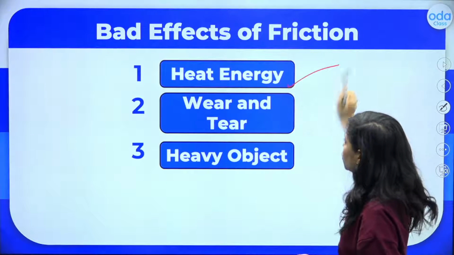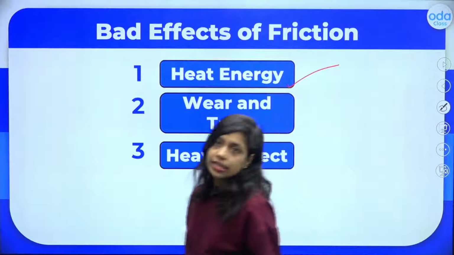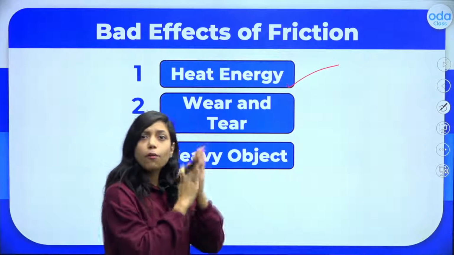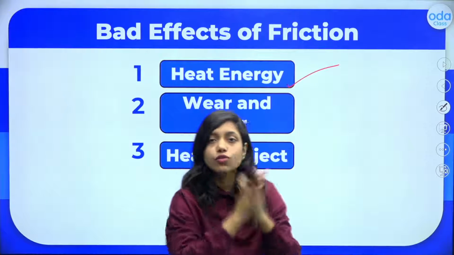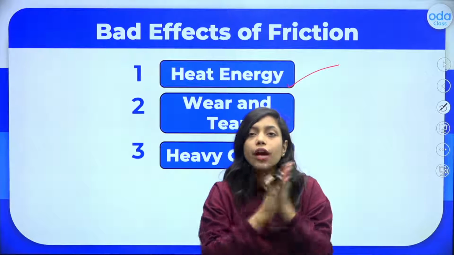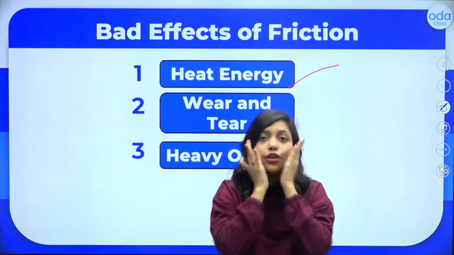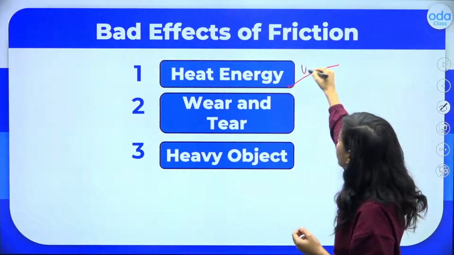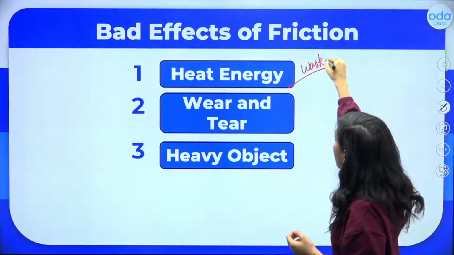It actually produces heat energy which is wasted. So when you rub your hands together, this is also a form of friction because there is a contact force, right? If you rub and touch it, you feel the warmness. So heat energy is produced, which is wasted here. That is one bad effect.